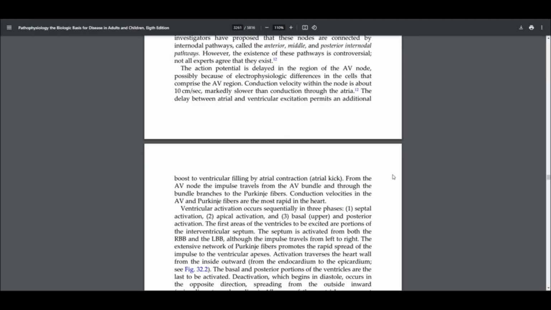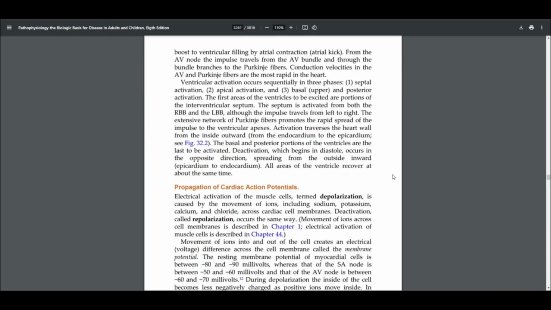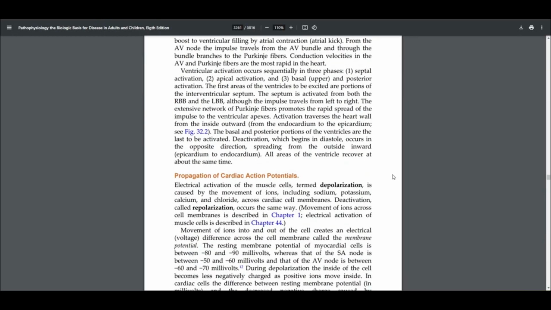From the AV node, the impulse travels from the AV bundle and through the bundle's branches to the Purkinje fibers. Conduction velocities in the AV and Purkinje fibers are the most rapid in the heart. Ventricular activation occurs sequentially in 3 phases: septal activation, apical activation, and basal, upper and posterior activation. The first areas of the ventricles to be excited are portions of the interventricular septum. The septum is activated from both the RBB and the LBB.